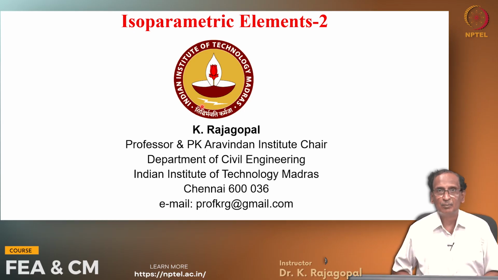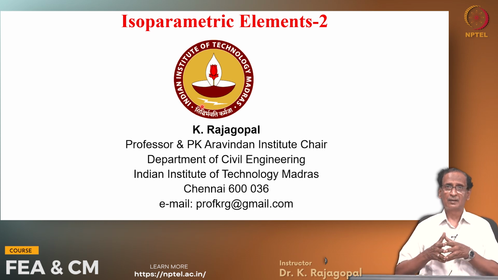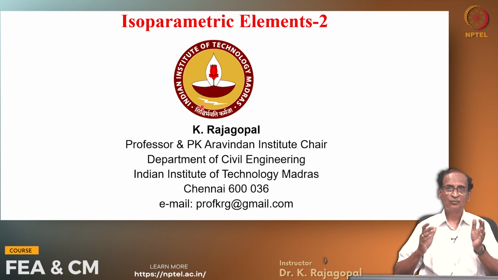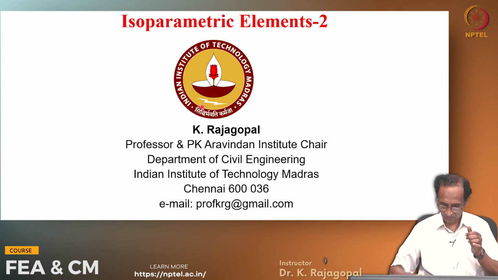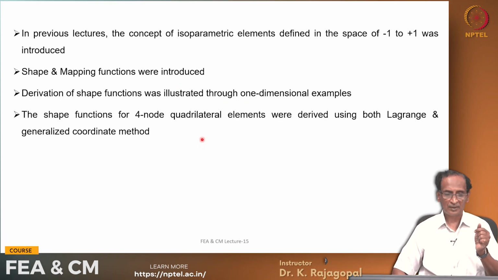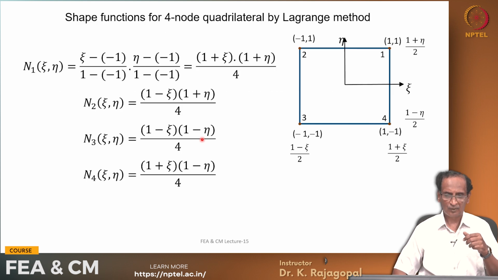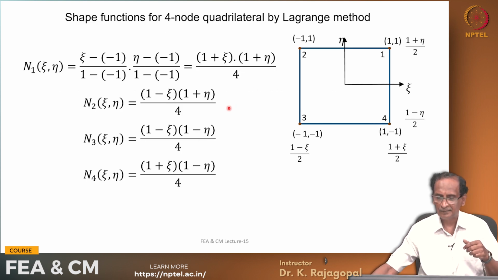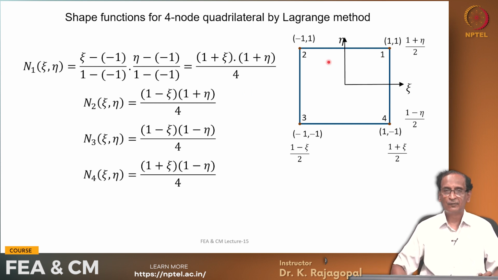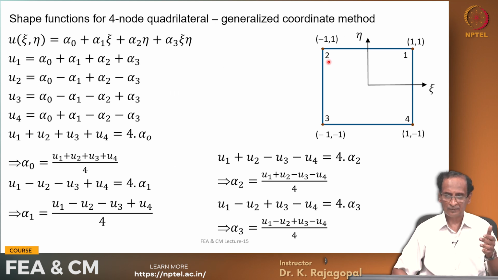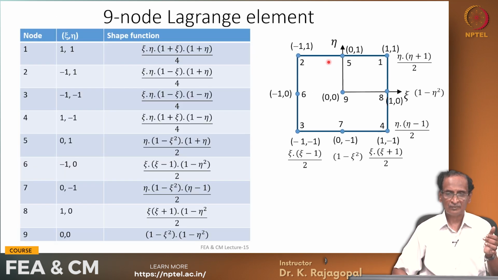Hello students, welcome back. In the previous class I introduced you to the concept of isoparametric elements, which are defined from -1 to +1, and we derived some shape functions. Let us continue this concept for higher order elements. We have seen the derivation for the 4 node quadrilateral element. We derived the shape functions using both the Lagrange method and the generalized coordinate method, and we saw that we got the same functions.